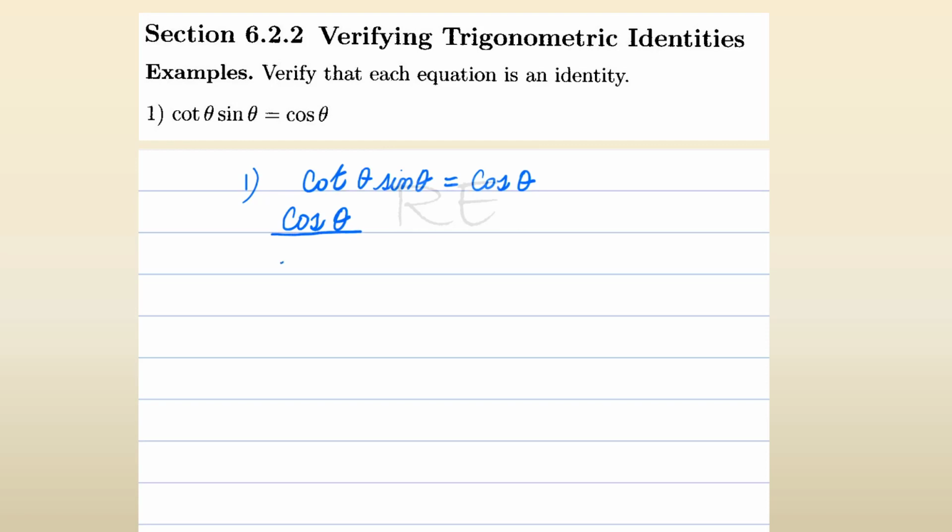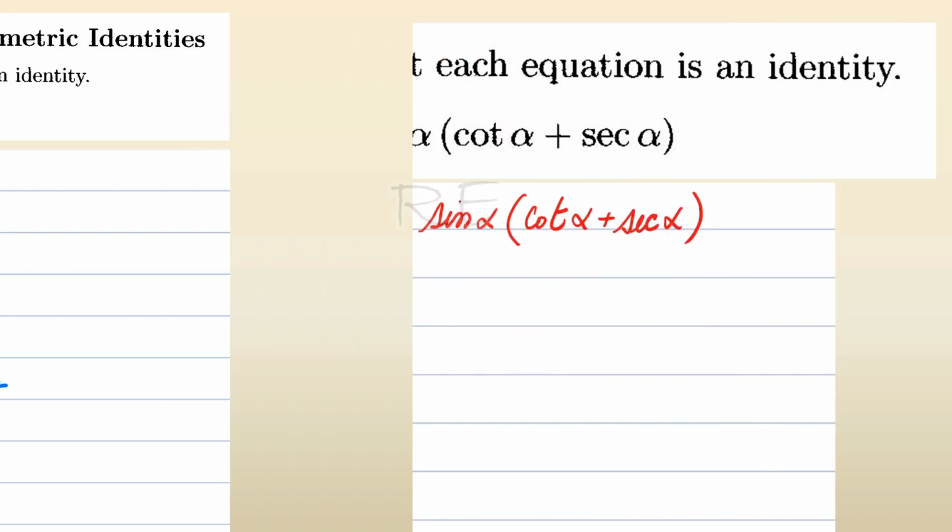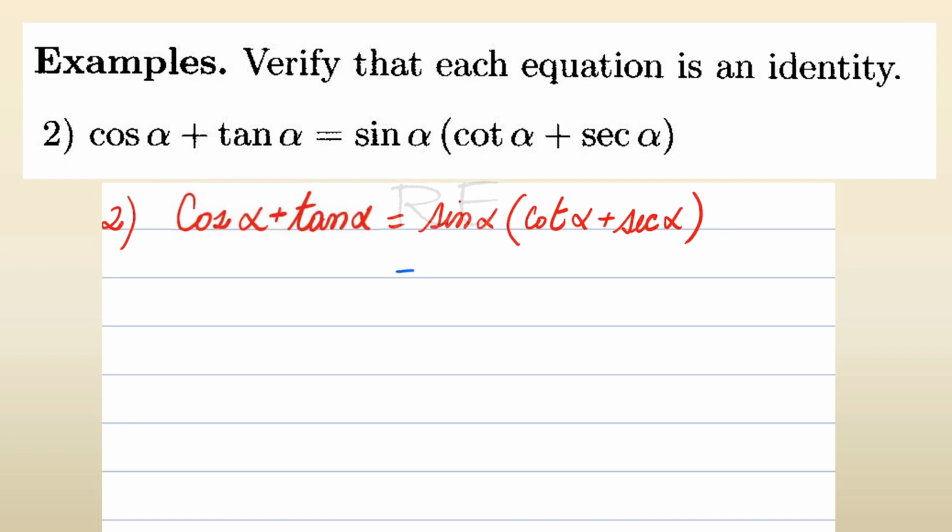Cotangent is cosine over sine. Cotangent theta is equal to cosine theta over sine theta multiplied by sine theta. So we're going to continue with the left side. We're going to cross cancel sine theta. We will have cosine theta times 1 over 1, and cosine theta times 1 over 1 is just cosine theta. So the result is cosine theta is equal to cosine theta.